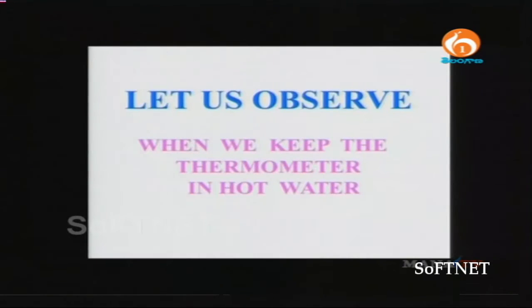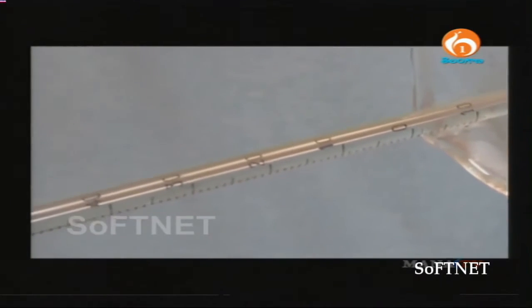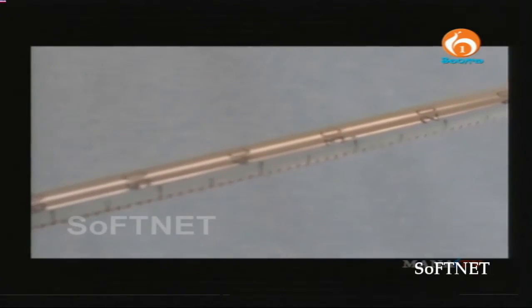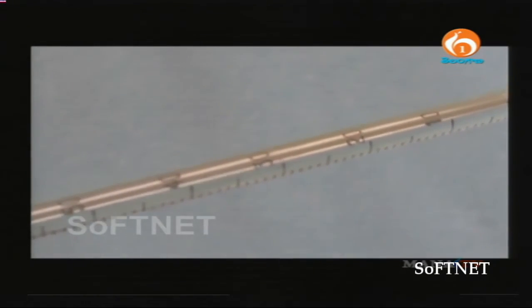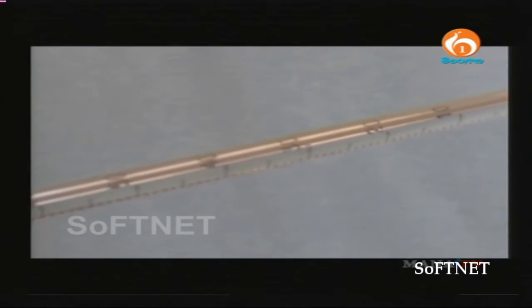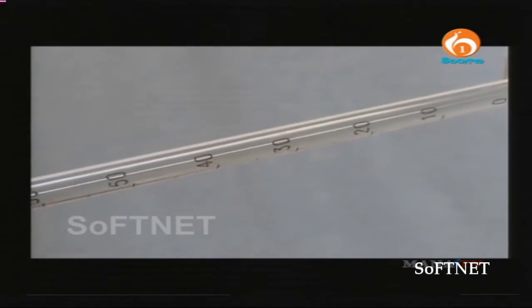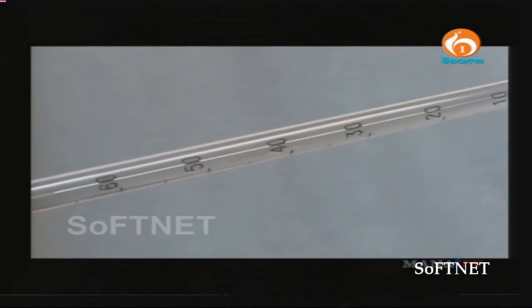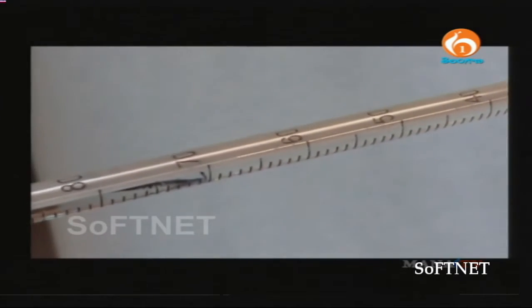Let us observe when we keep the thermometer in hot water. Take hot water in a beaker, place the laboratory thermometer in hot water and observe the reading. It is rising in the thermometer and reaches a particular temperature, here 67 degrees centigrade. After reaching this temperature in the thermometer, the reading does not rise.